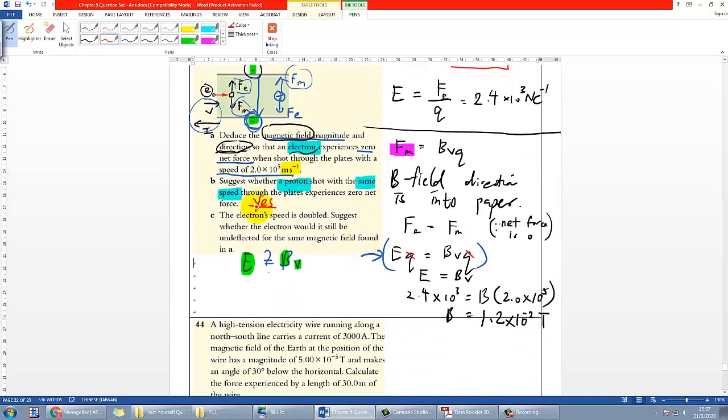Part C, very interesting question. Actually, I like this question very much. It said the electron speed is double.